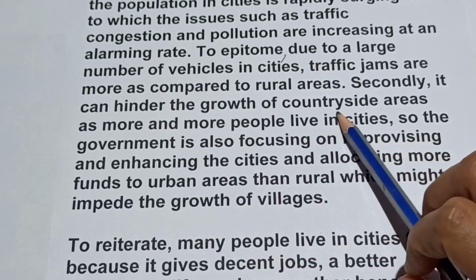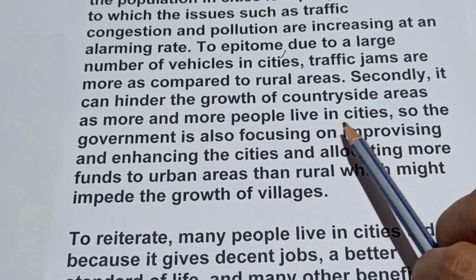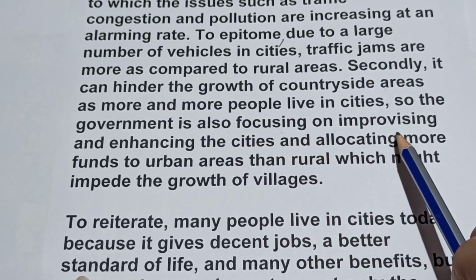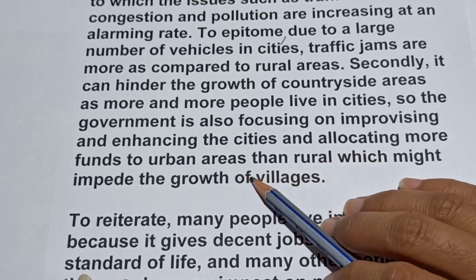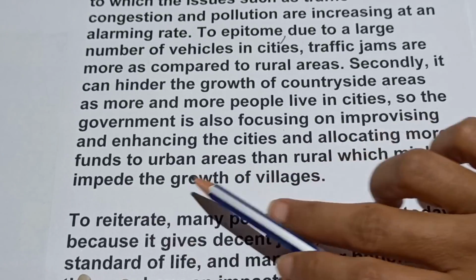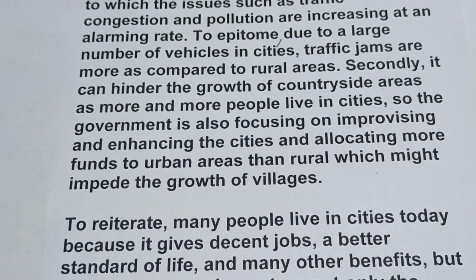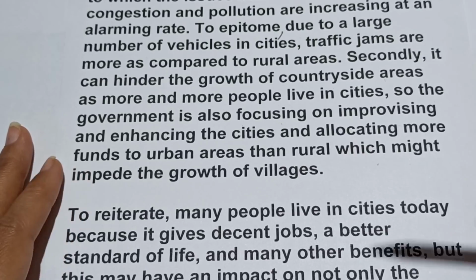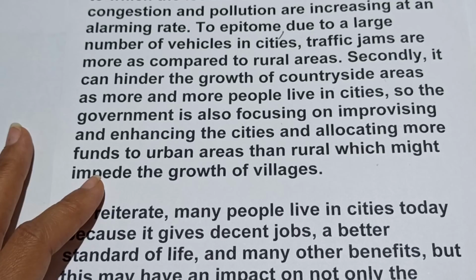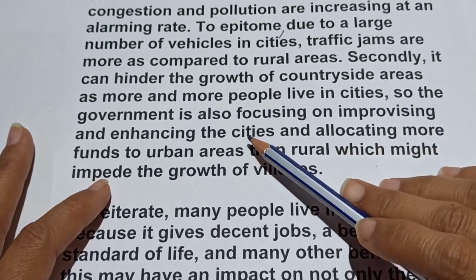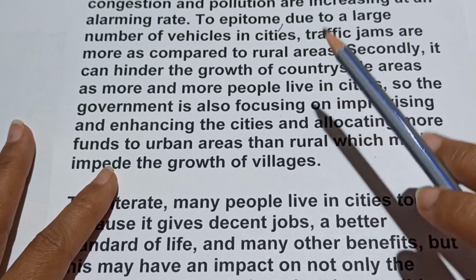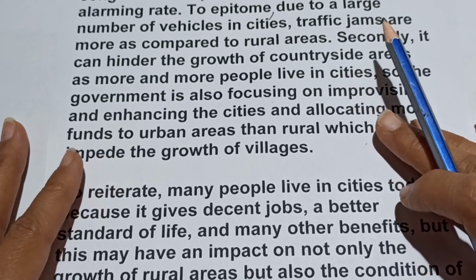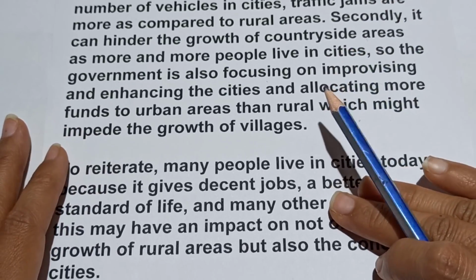Secondly, it can hinder the growth of countryside areas as more and more people live in cities. So the government is also focusing on improvising and enhancing the cities and allocating more funds to urban areas than rural areas, which might impede the growth of villages. So another reason could be that it could hinder the growth of countryside areas as well. Hinder means impede, kind of obstacle, because the government will also focus on improving and enhancing the cities and allocate more funds in urban areas than rural areas, so which will definitely hinder the growth of villages.